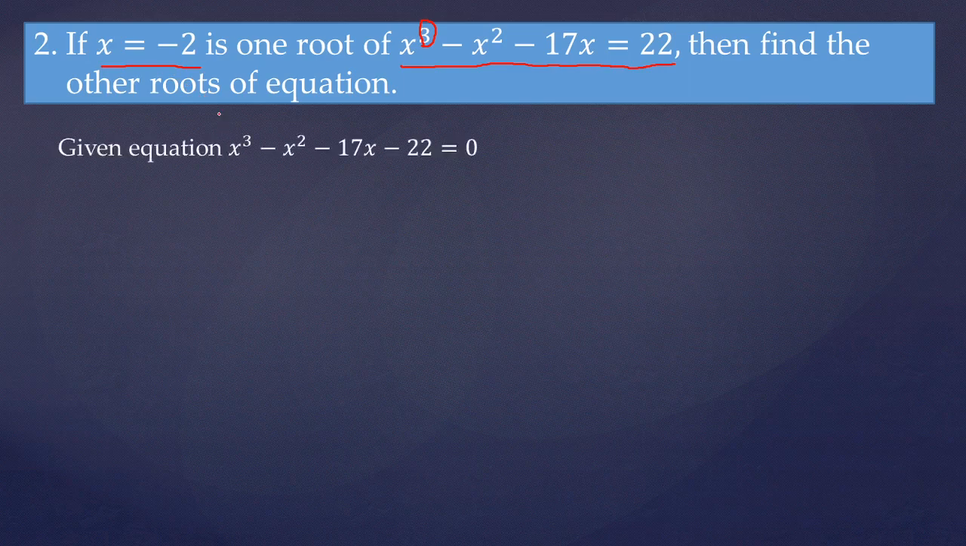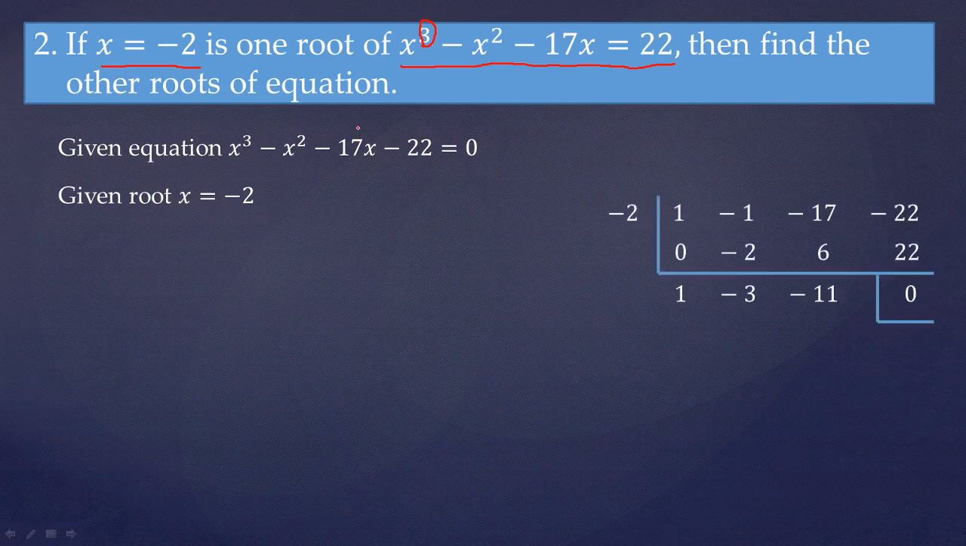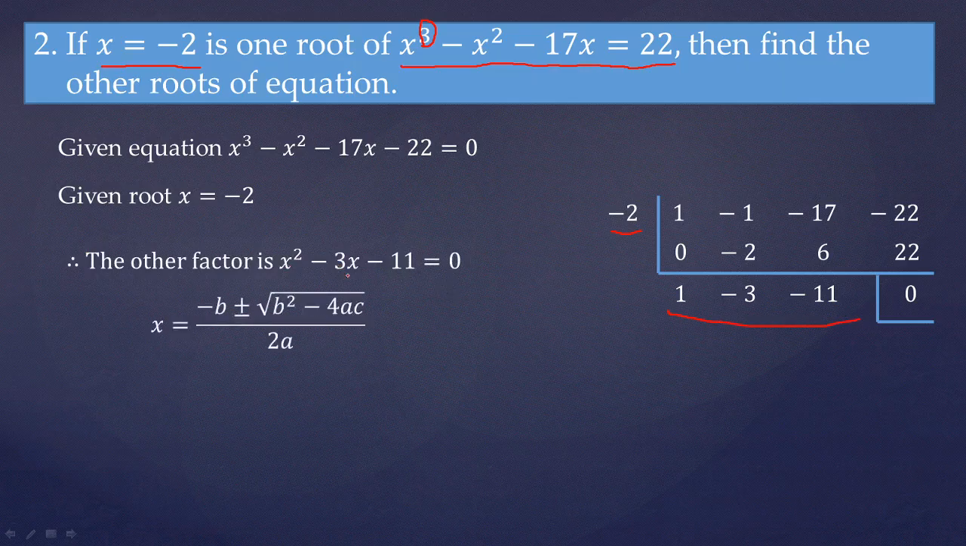You just write the given equation, and I have written the given root. How can you solve this? You can go for synthetic division. By using synthetic division, we know minus 2 is a root, so we can find the other factors. The other factor is based on these values: x square minus 3x minus 11 equal to 0. Straight away we can't get the numbers; the product value is minus 11 and the sum value is minus 3.